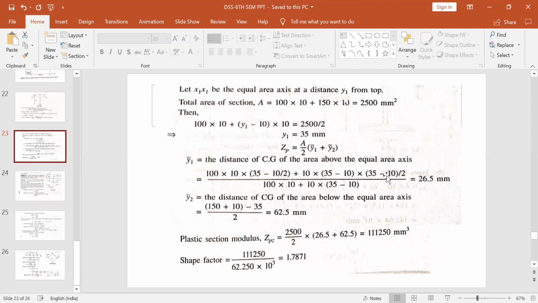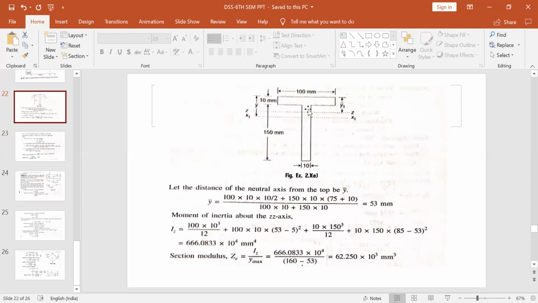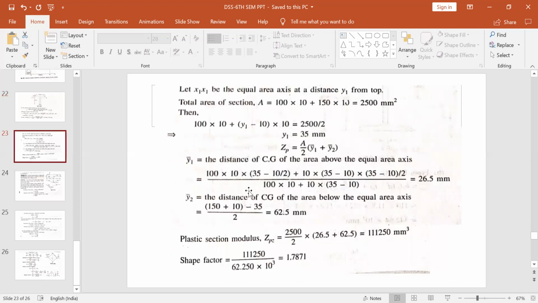So 10 into 25 by 2, sorry, not 10 by 2. This will be half of this. So this distance is 25, so 25 by 2. So they have found that 25 by 2. This divided by total area. If you do the total area, this comes out as 26.5.